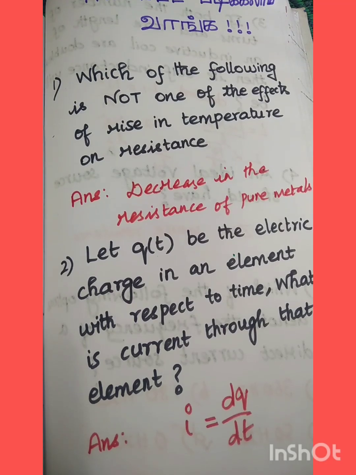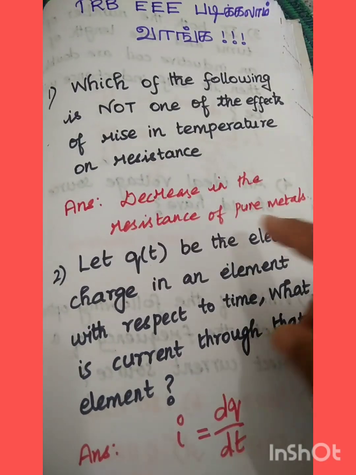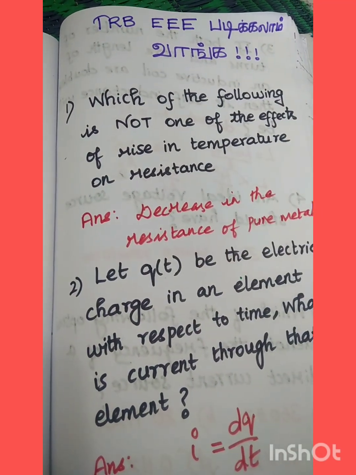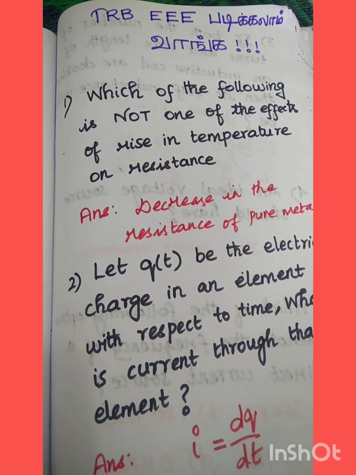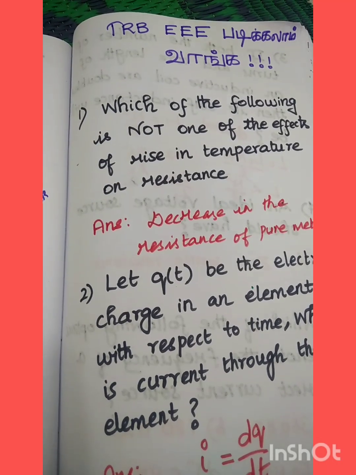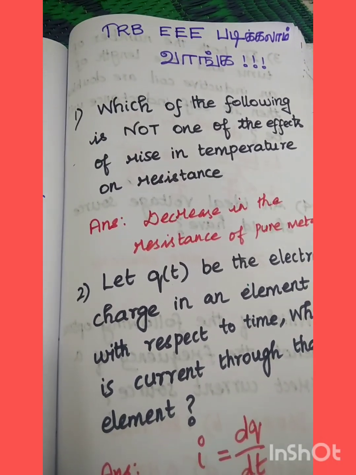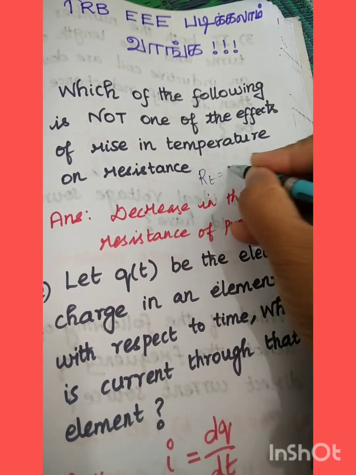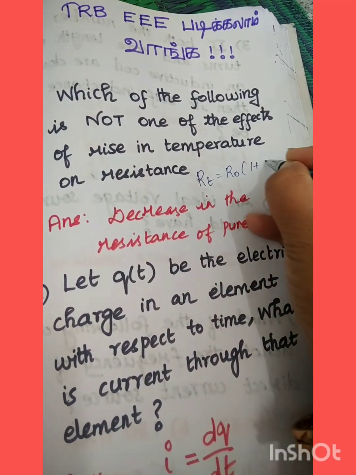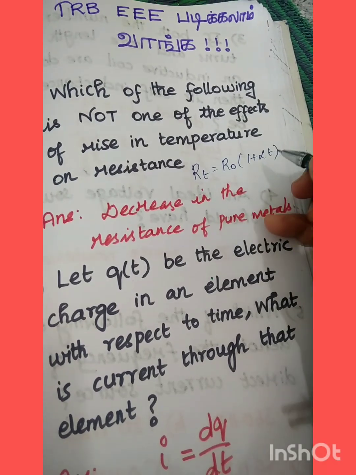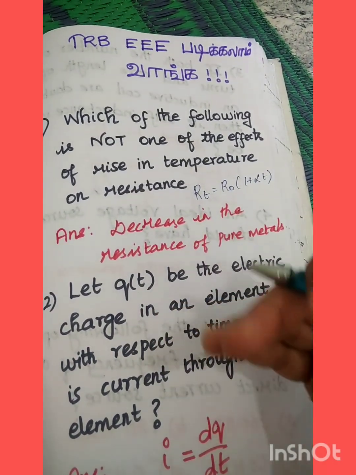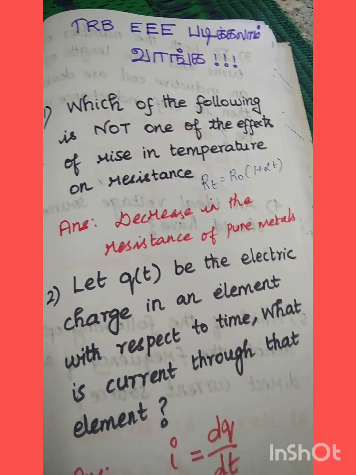Today we are going to see a set of 5 questions based upon the basic concepts of electrical engineering. The first question is, which of the following is not one of the effects of rise in temperature on resistance? We know that the resistance of a metal is Rt = R0(1 + αt). But the question is asking which is not one of the effects. Let us check what the effects of a rise in temperature are.